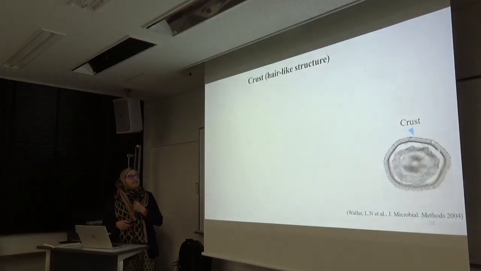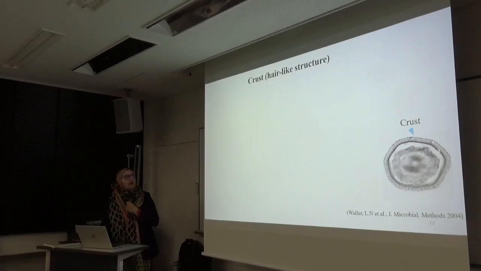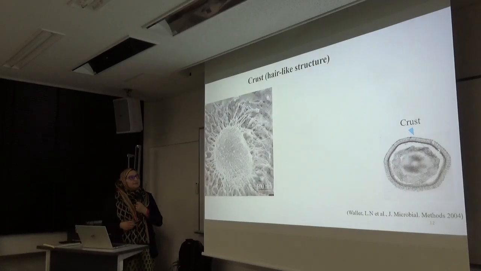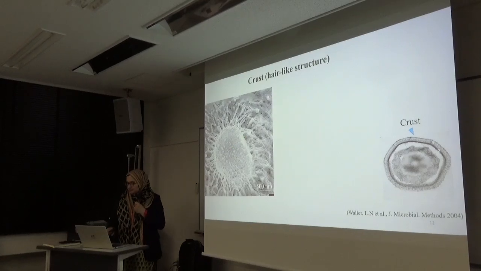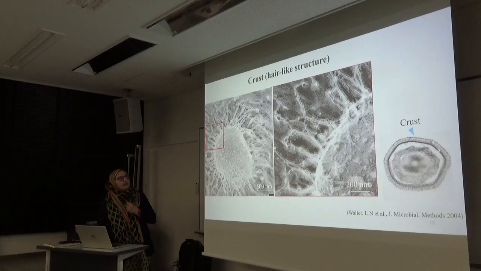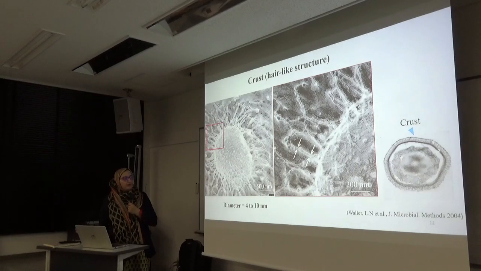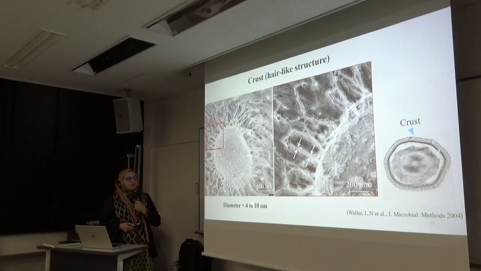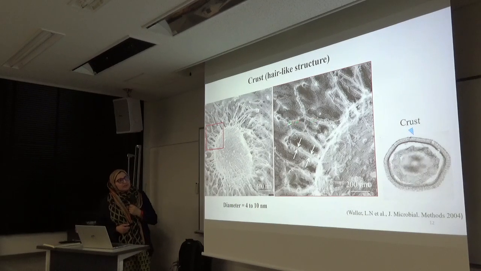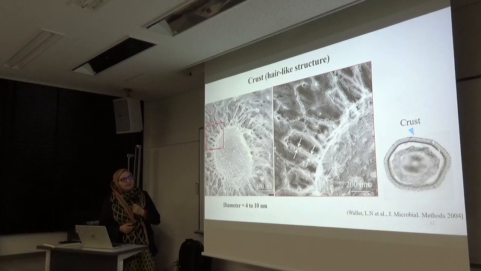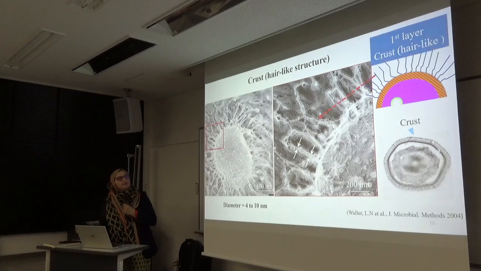When I magnified the image of the spore, I could see an outer layer which is full of hairy, long filamentous structures. These filamentous structures have a very unique and clear dimension, ranging from 4 to 10 nanometers in diameter. They are highly filamentous and branched, and I gave them the name hair-like structure.